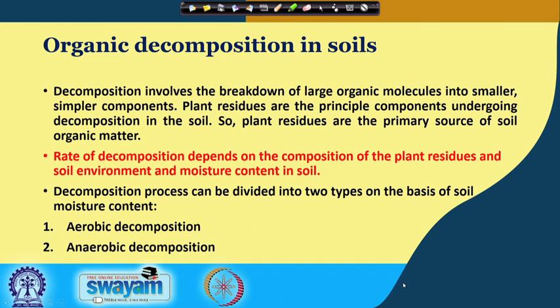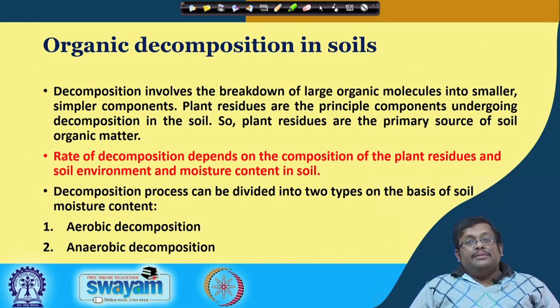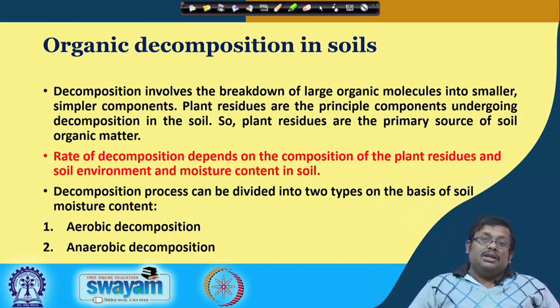So let us see what is organic matter decomposition in soil. Decomposition basically involves the breakdown of large organic molecules into smaller, simpler components. Plant residues are the principal components undergoing decomposition in the soil. So the plant residues are the primary source of soil organic matter. Obviously plants are present in huge amount over the soil surface, so they are the primary source of soil organic matter. Now, the rate of decomposition depends on the composition of the plant residues, the soil environment and moisture content in the soil.